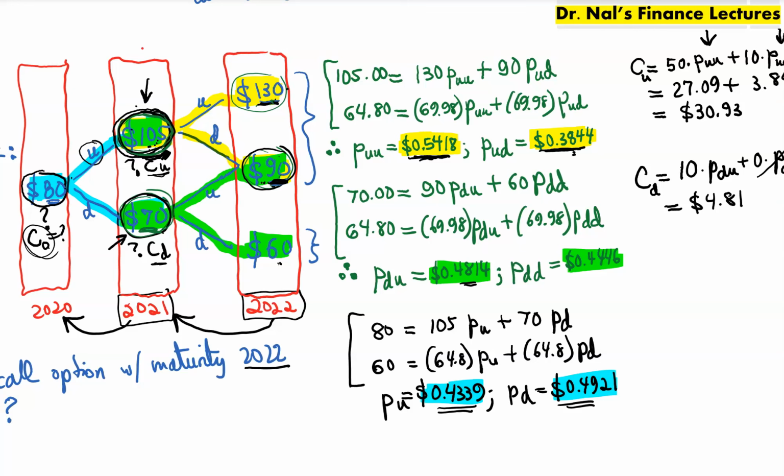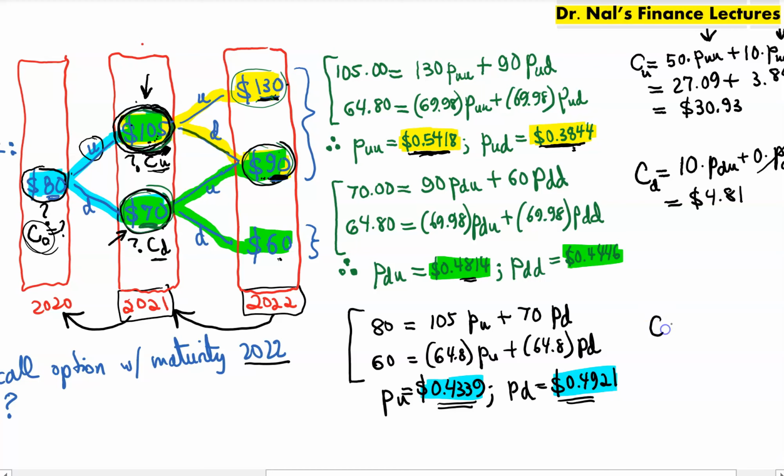So finally, the value of the call option will be equal to, if we end up in the up state, 30.93 PU, plus, if we end up at the down state, at which point the call is worth only 4.81, PD. It's now very easy business. Just multiply 30.93 with this number, and then add to that 4.81 times this number. I have a calculator in front of me. Let me just do it and finish this question.